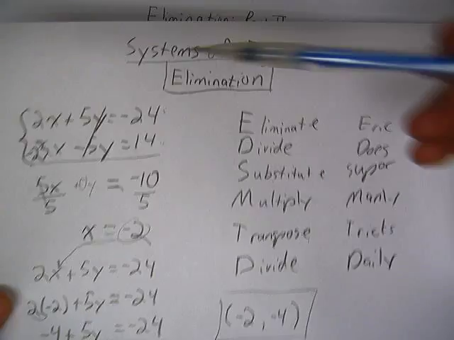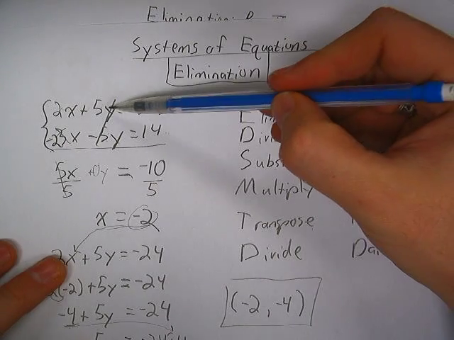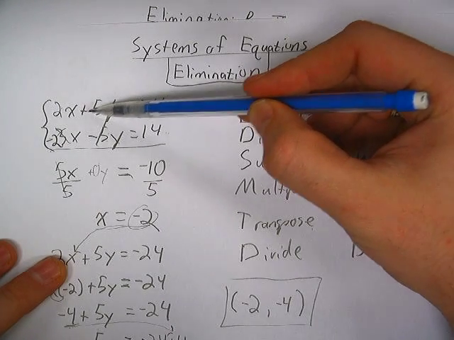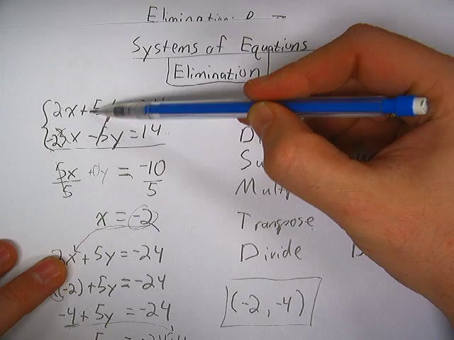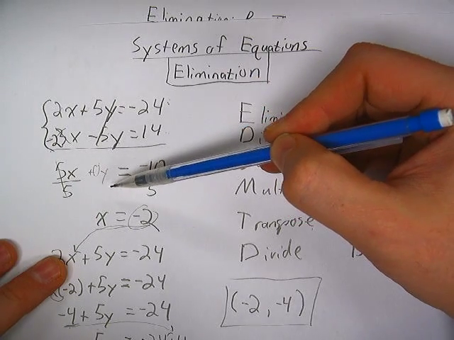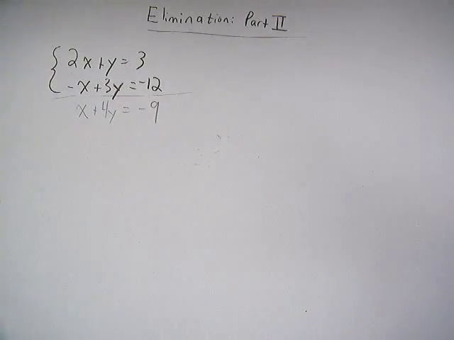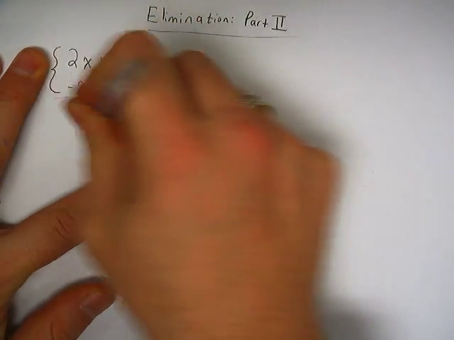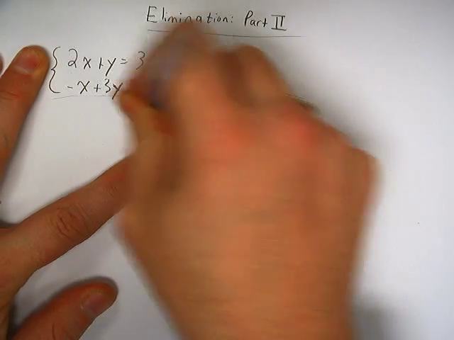If we look back here, we can see that the reason those eliminated was because I had a negative 5 here and a positive 5 there, and those two adding together gave me the plus 0y. Well, unfortunately, that's not going to work for us in this problem. So I'm going to go ahead and erase that, and we'll come back to it again in a second.